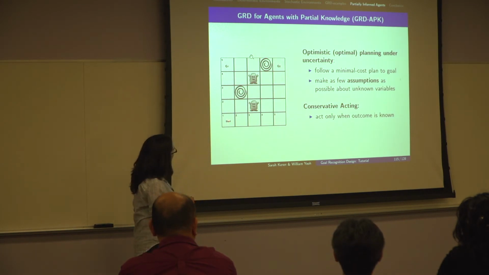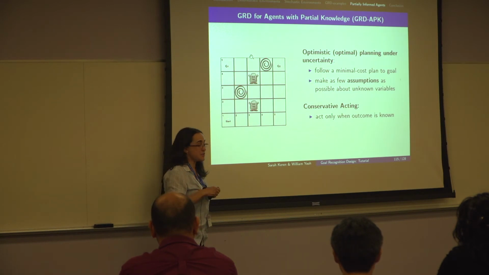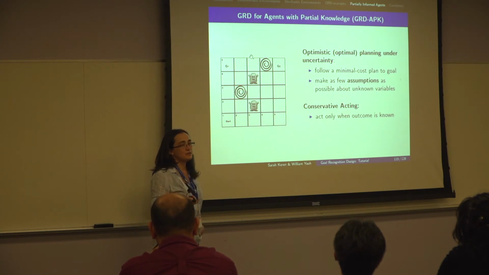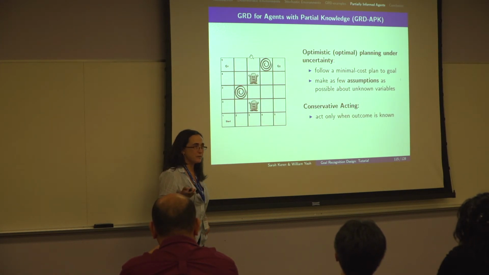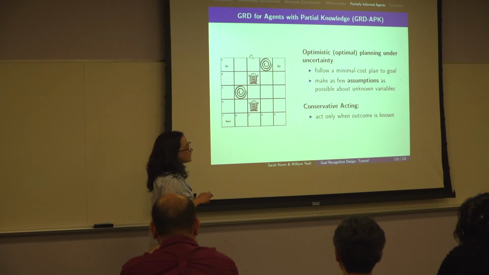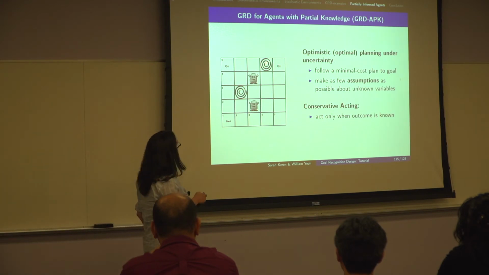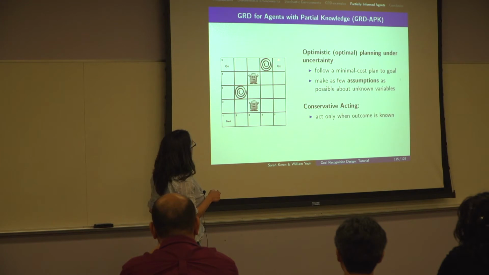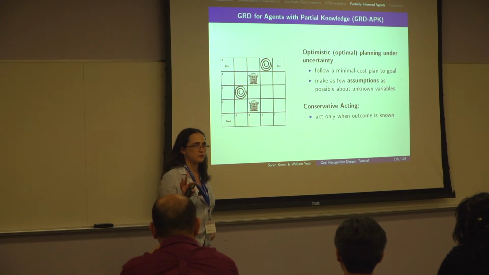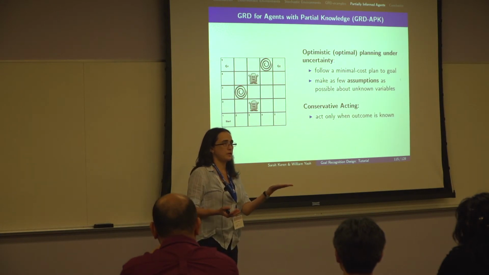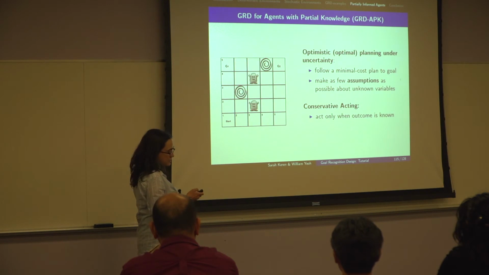We have a grid world where an agent starts at the initial state here. This is the start state, and the agent is trying to achieve a goal. In our case, because we are doing goal recognition, we don't have one goal but two goals. The agent is either trying to achieve G1 or G2. So far, very similar to what we see in GRD. The difference here is that the agent is partially informed. The agent has a map, it knows the grid, but it doesn't know where dangers are. Dangers here are in the form of either pits or Wumpuses.